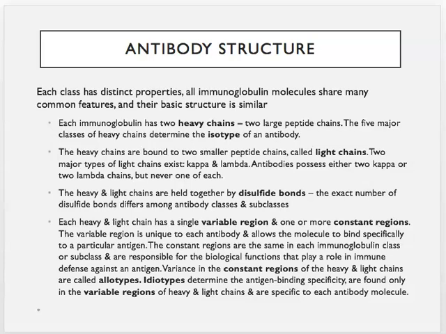A variance in the constant regions of the heavy and light chains are called allotypes, and then idiotypes determine the antigen binding specificity, so what is the specific antigen that antibody will bind to. These are found only in the variable regions of the heavy and light chains, so they're specific to each antibody molecule. You can think about it like each antibody is going to have that variable region where there will be differences that are specific to the antigen that it pairs with.